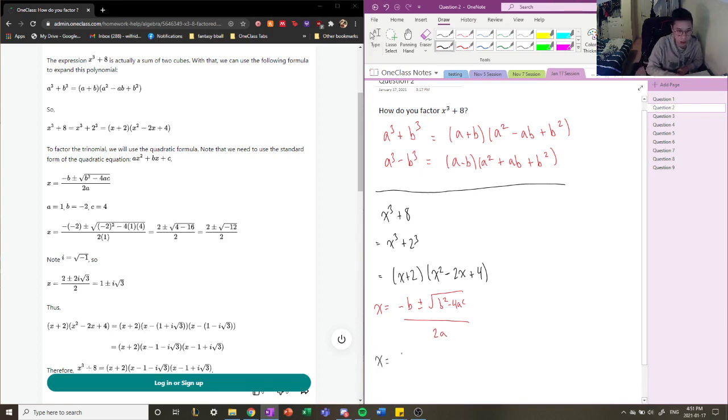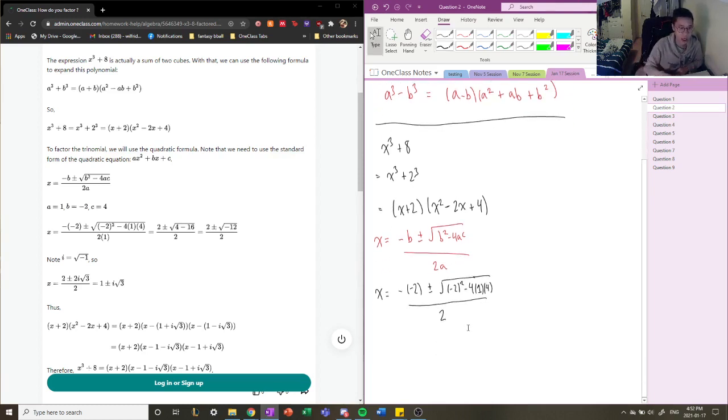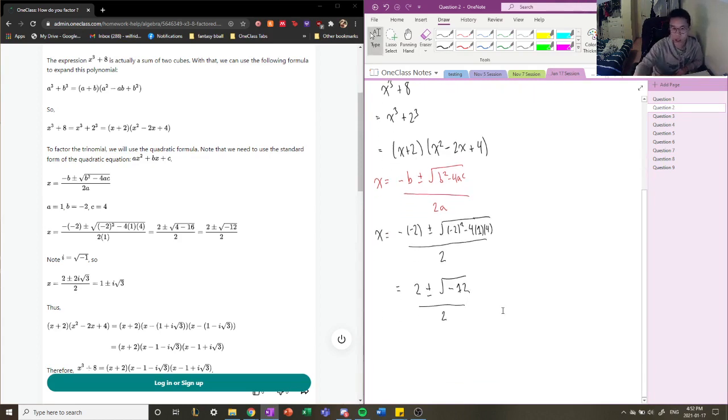So x equals negative b, which is negative times negative 2, plus or minus the root of negative 2 squared minus 4 times 1 times 4, divided by 2a, which is just 2. Okay, and what we get here is 2 plus or minus the root of 4 minus 16, which is the root of negative 12, divided by 2. So as you can see here, you can't square root negative numbers unless you consider imaginary numbers. So we're going to state that here.